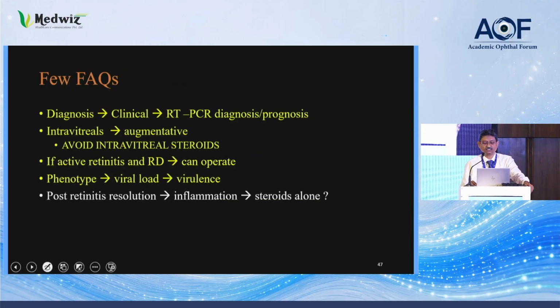So to answer the frequent test question, RT-PCR is the diagnostic criterion as of now, and it can give you the viral load, and you determine the treatment protocol for this as well. And in active retinitis with RD, yes, you should operate and treat them accordingly until resolution of the disease. Viral load and virulence determine the treatment protocol as well.